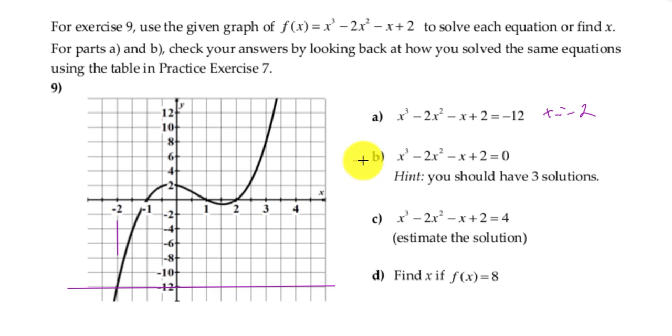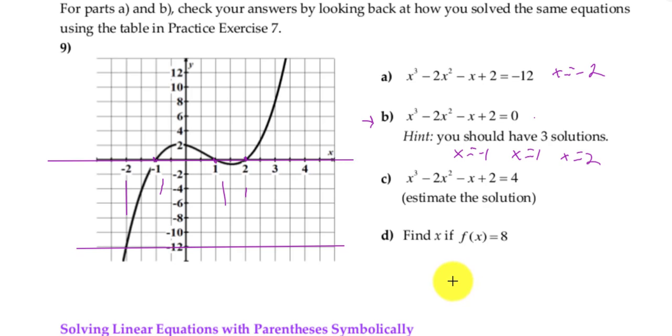But if you look at letter B, when we're trying to find the value of x when y equals 0, I draw my line at y equals 0, and you notice we intersect 3 times, right? Once, twice, 3 times. So it looks like -1, 1, and 2 are my answers. X equals -1, x equals 1, x equals 2 are all my answers, okay? So I hope that helps.